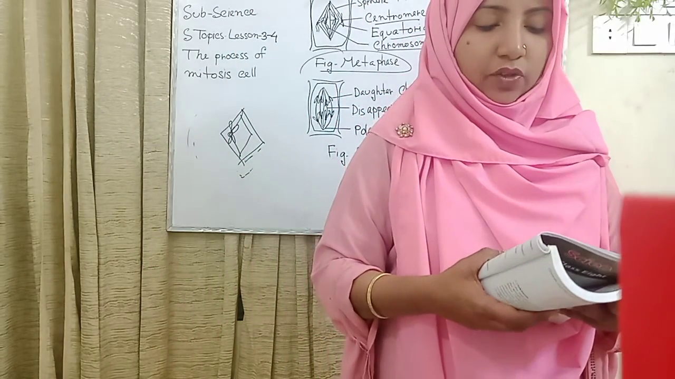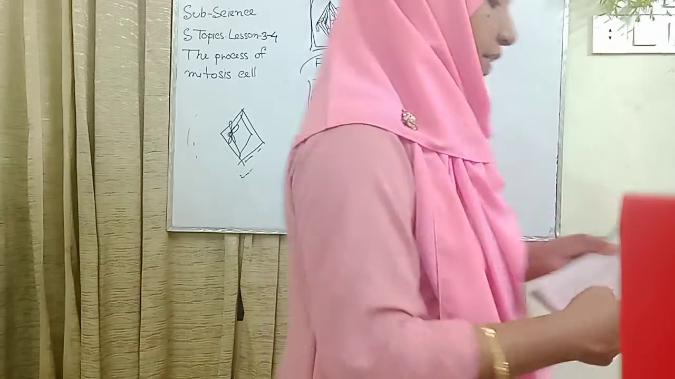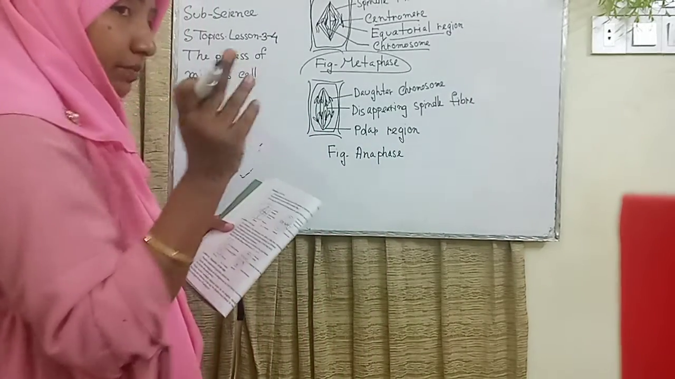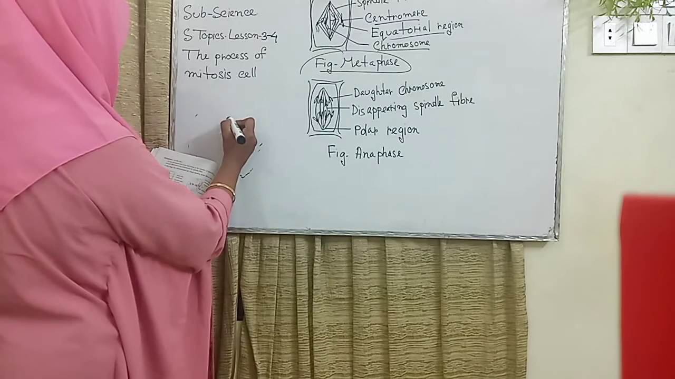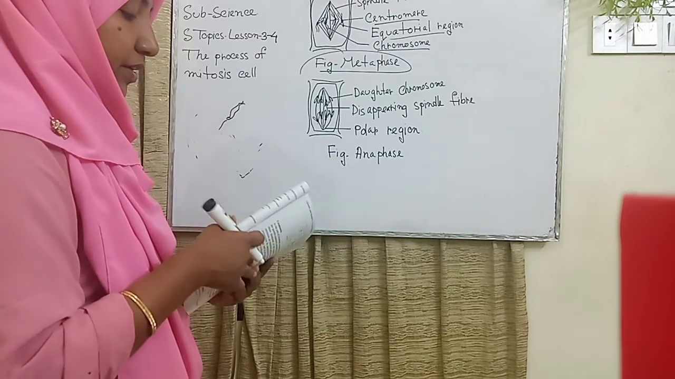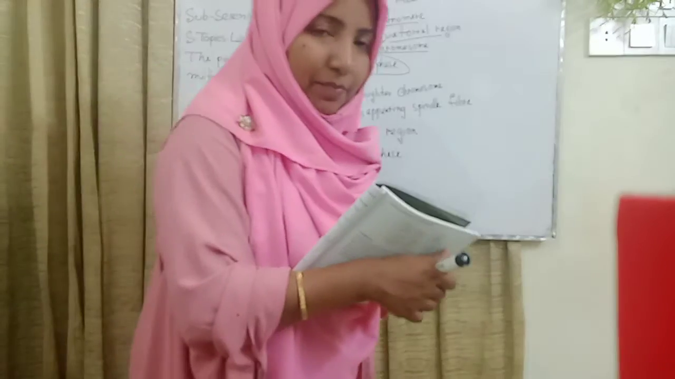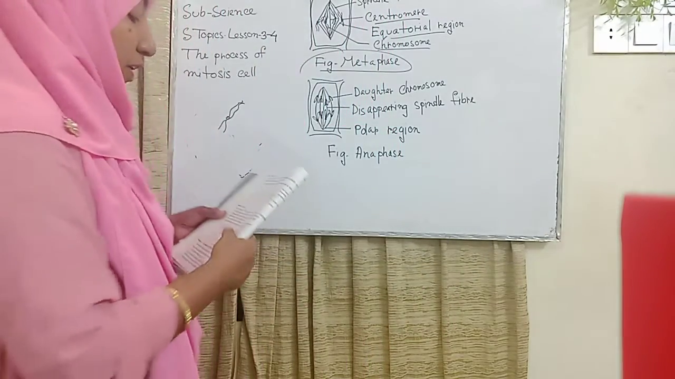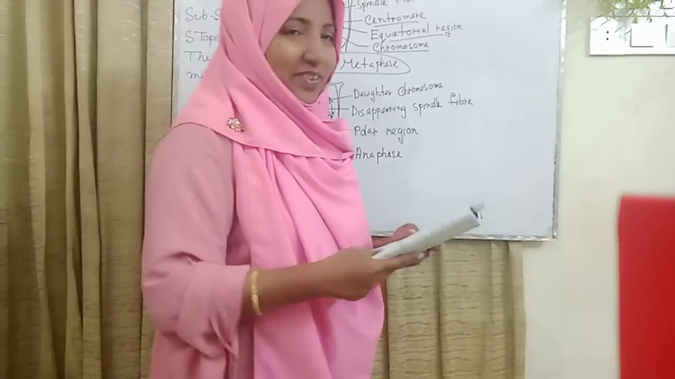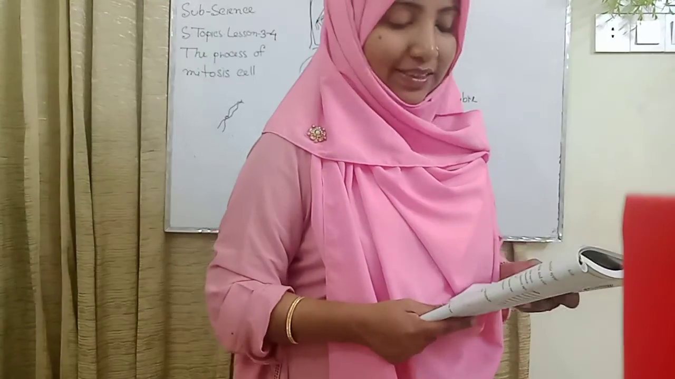At this stage the chromosomes are found shortest, quite thick and clear. These chromosomes are short, and I also draw the chromosome. This structure is the chromosome. They are short, found shortest, quite thick and clear. When we observe under the microscope, the chromosome is also shortest, quite thick and clear. So this structure is the metaphase, the middle structure.